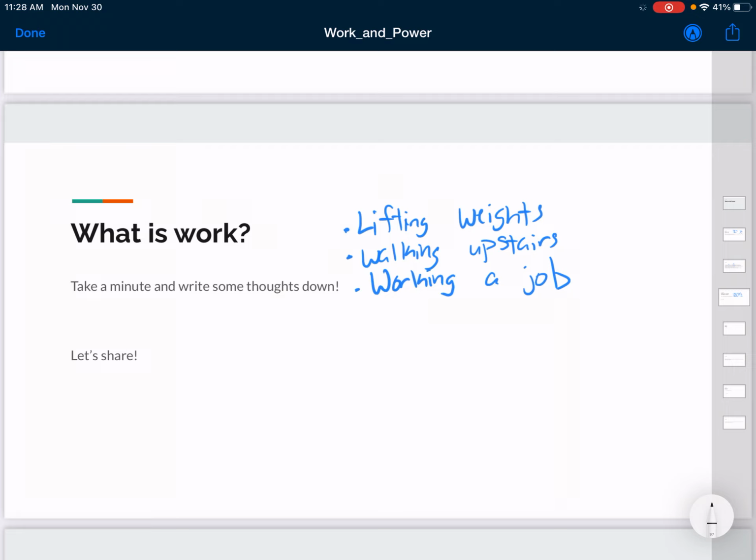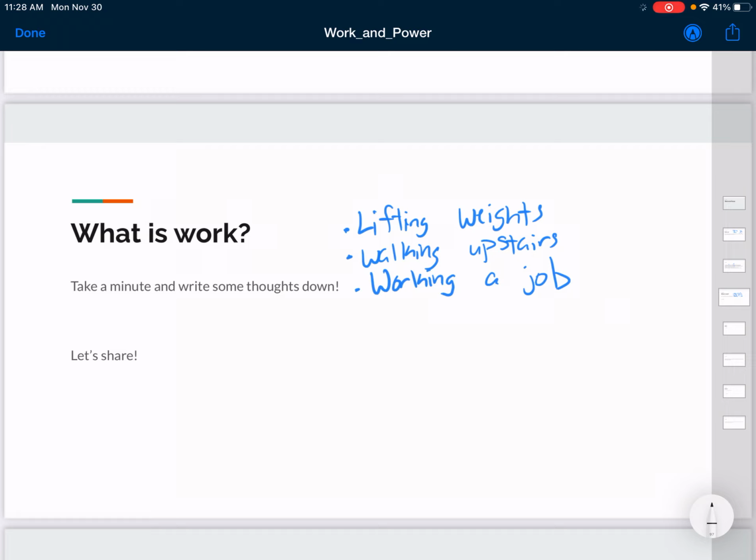It's something that I talked about at the beginning of the year. But our definition of work in science is taking place at different points throughout a day. When you're lifting weights, you know, you're performing some sort of work. You're using some sort of energy. When you're walking upstairs, you're using energy and you're using force in your legs, right?